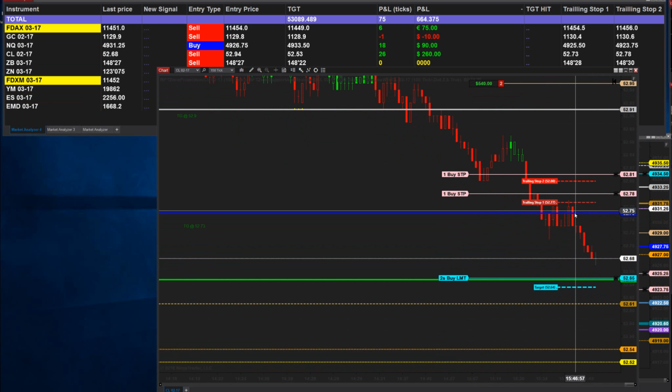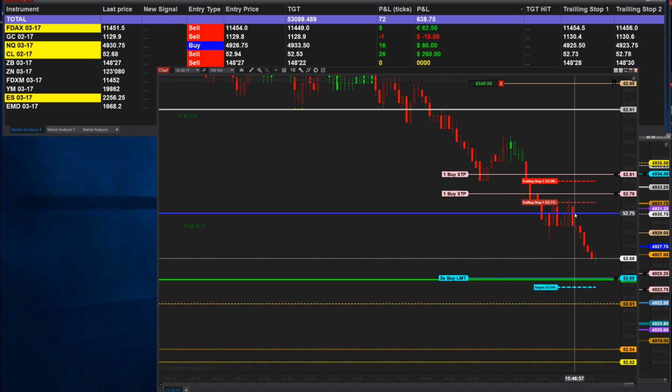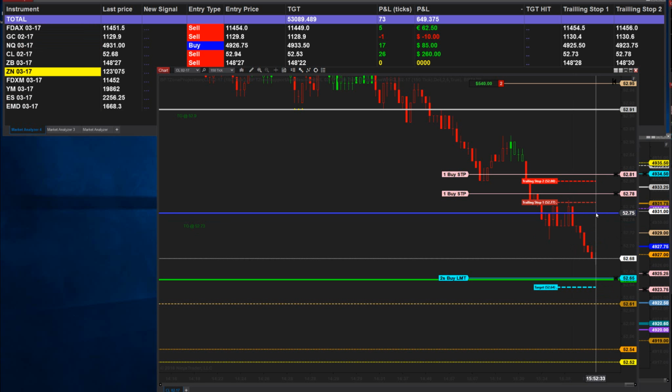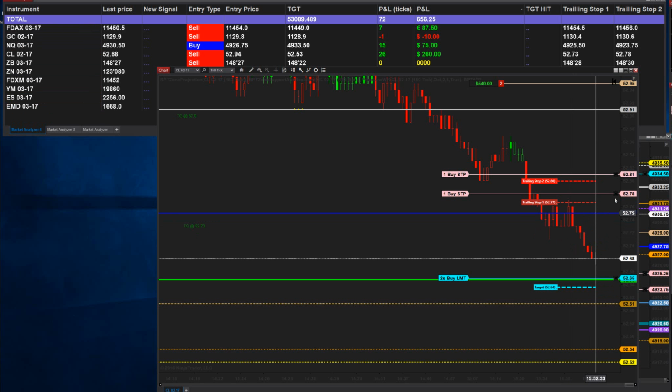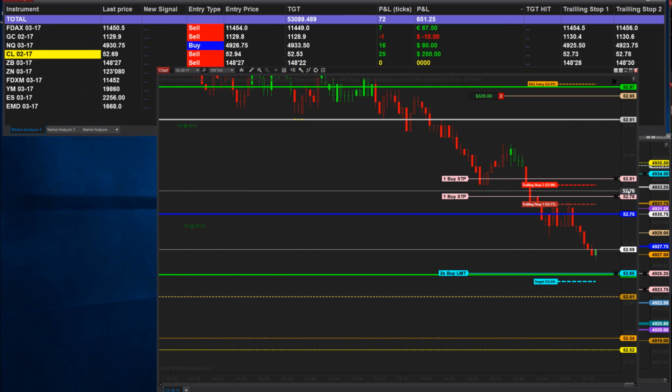Because what we are doing is really protecting ourselves anything above 52.75. But if this market comes in and penetrates those lines, maybe we need to consider closing that position, and that is going to make a big difference in the trade.